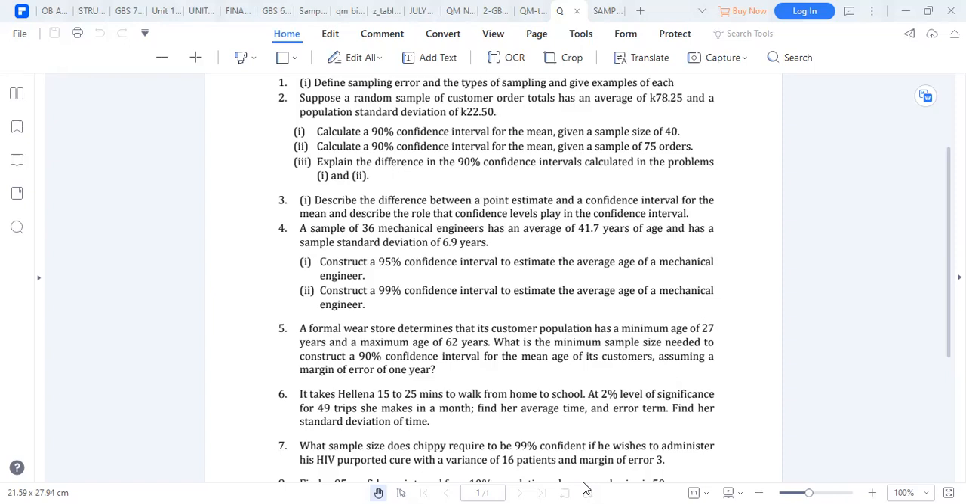A point estimate is a single value used to estimate a parameter. A confidence interval is a range of values within which you could estimate the true parameter of the population. So in short, confidence levels play a role in identifying the confidence interval or the range to measure the precision, whereas a point estimate just gives us a single value for the parameter of the population. So you need to understand that.